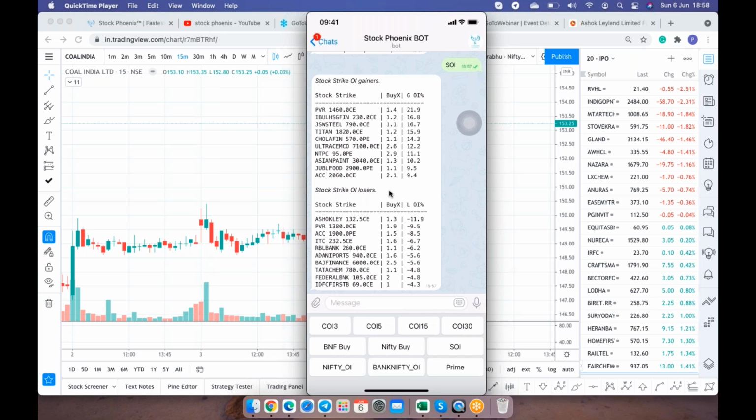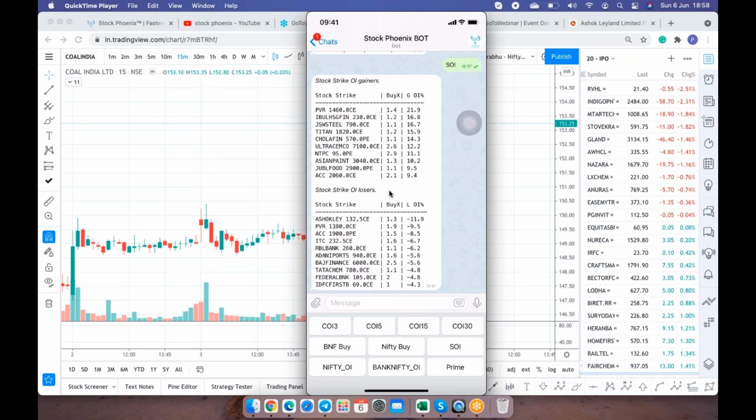This tells me that there's call unwinding happening on that particular strike price, which could be a predictor for an up move or a down move. Very, very important feature. In fact, even I have not tested this feature. I have told my development team to implement two features newly in Prime.